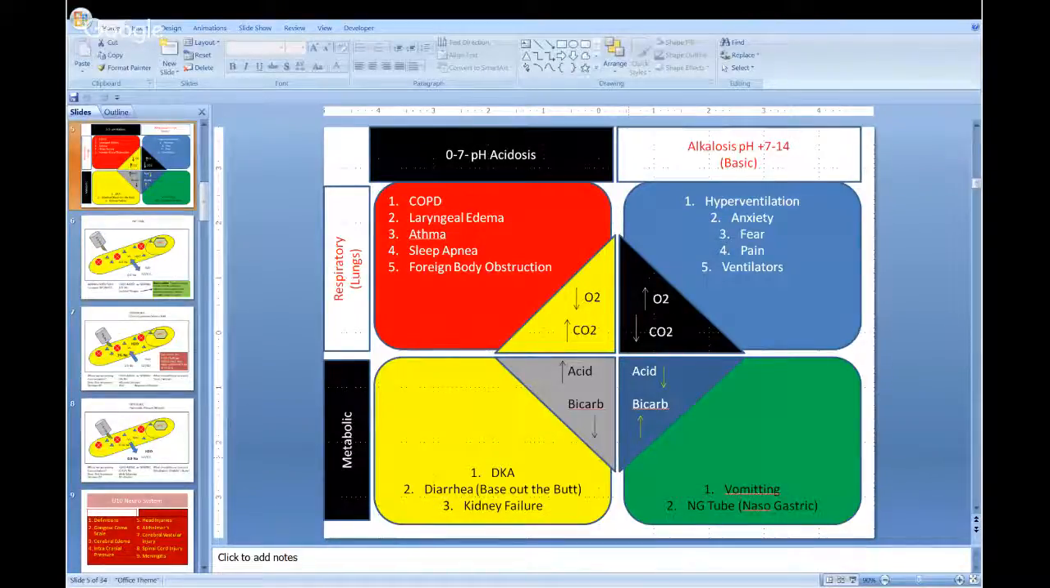It's just if both arrows are pointing in the same direction, too high or too low together, pH is pointing one direction and one of the values is pointing the same direction, that's metabolic. If pH is pointing one direction and one of the values is in the opposite direction of pH, it's respiratory.